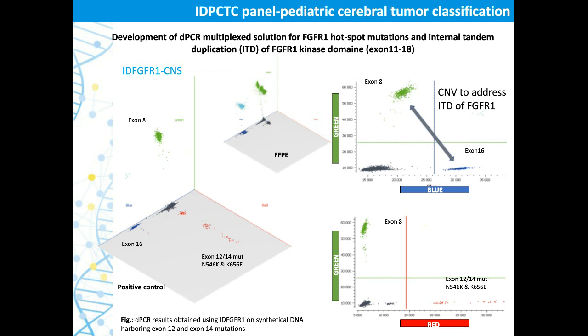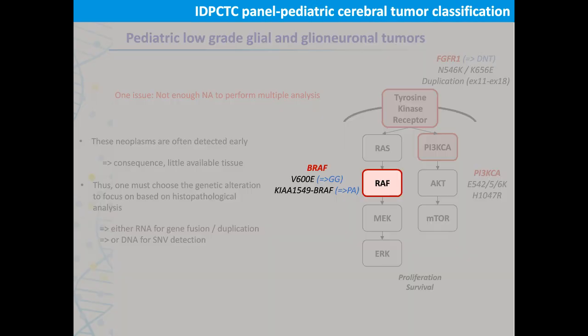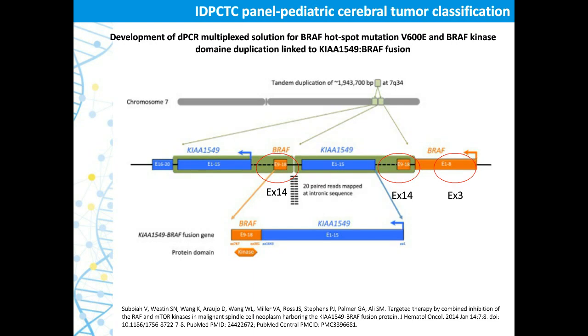For the BRAF assay, the same approach was used. When you have the KRAS fusion with BRAF, you will end up with a duplication of the 3' part of the BRAF gene. So we will quantify exon 3, which is not duplicated, and exon 14, which is always duplicated when you have these gene fusions. So we use the same approach.